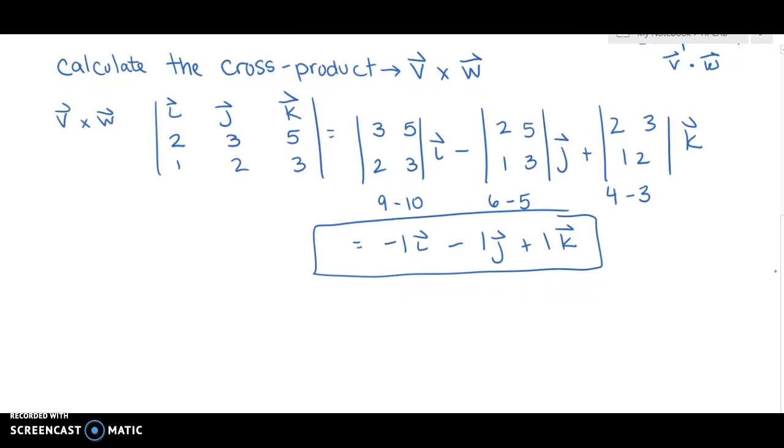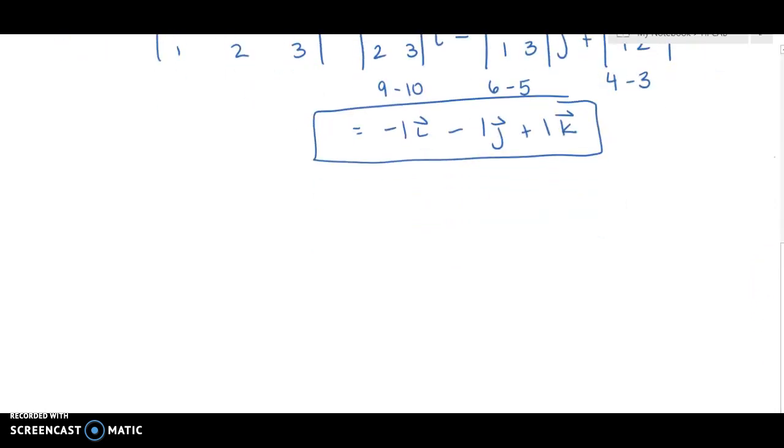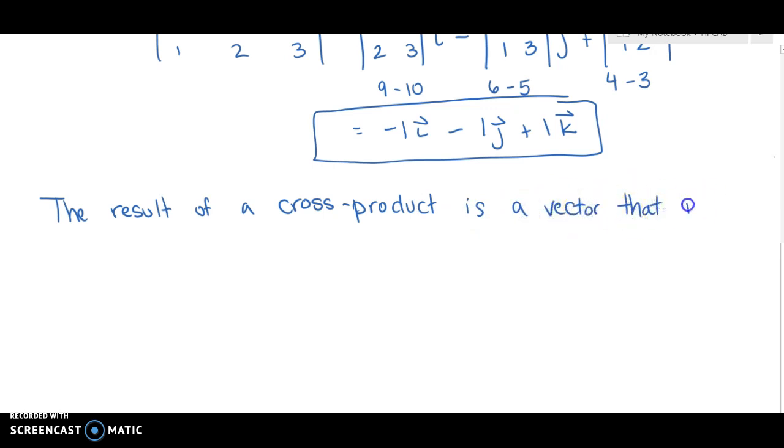Then, the last thing I wanted to do with you real quick was talk about orthogonal vectors. The result of a cross product is a vector that is orthogonal. Remember, orthogonal means perpendicular. Normal is another word that means the same thing.